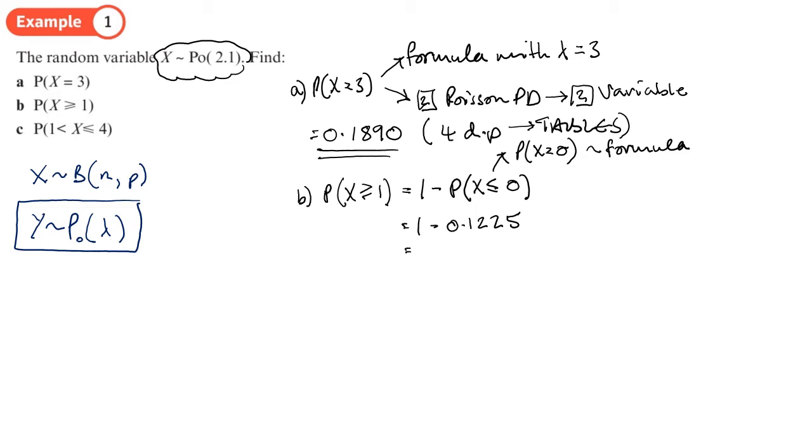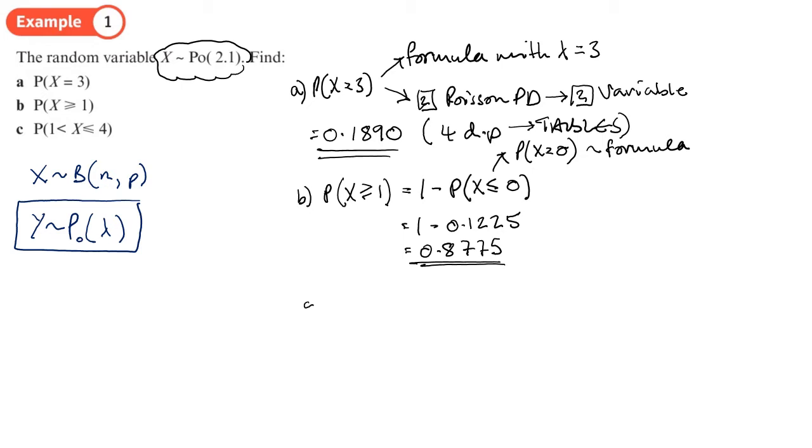And if I wanted to keep it really exact, I can press menu, go back to 1 and do 1 minus answer. And I get 0.8775 for that answer, again 4 decimal places.